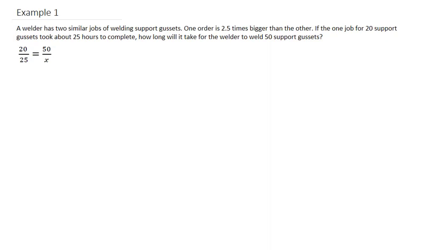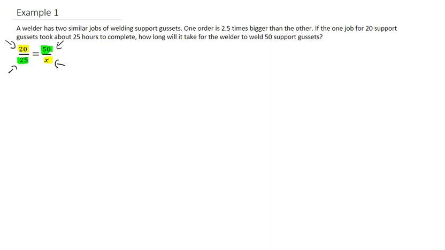When we cross multiply, we are taking the denominator of one and multiplying it by the numerator of the other. And then we take the denominator of this one and multiply it by the numerator of the other number. So we see that there's 20 support gussets that took 25 hours. Now we're looking to weld 50, and how long will that take? That's what we're asking for: x.